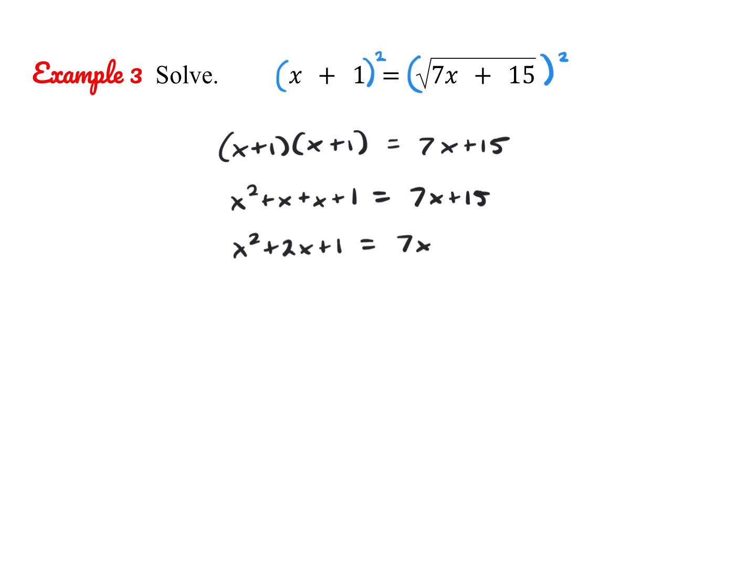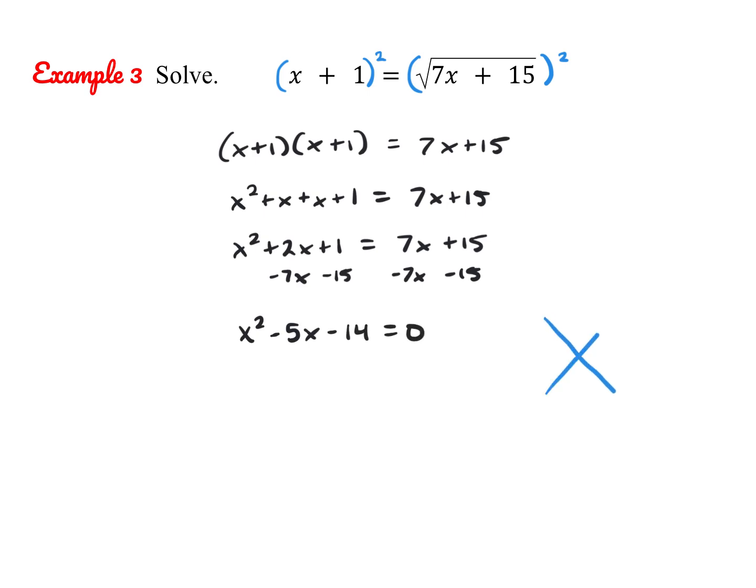So you can see that now what we actually end up with is a quadratic equation. Luckily, we all know how to solve quadratic equations. I'm going to set my equation equal to 0. So I'm going to subtract 7x from both sides and subtract 15 from both sides. So we have x squared minus 5x minus 14 equals 0.